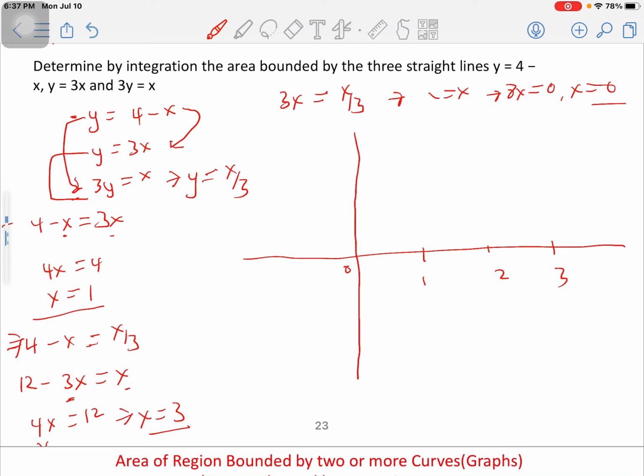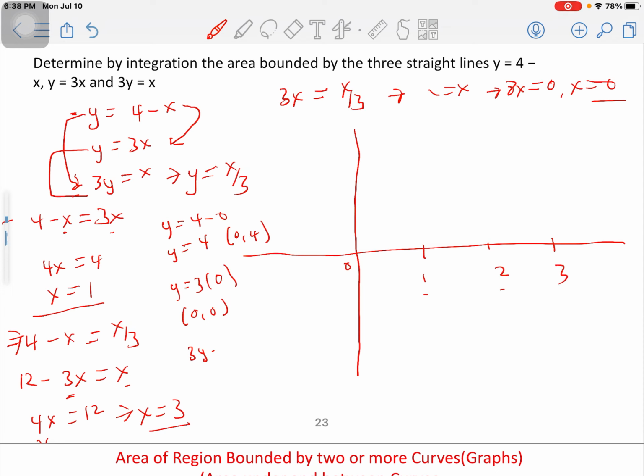So let's see what we can do here. We know that these are the meeting points on the x-axis. So we can also say that at x equal to 0, the first function gives y equal to 4 minus 0, y equal to 4. So we are going to have the point 0, 4. At x equal to 0, my second function, y equal to 3 times 0, is 0. So we are going to get 0, 0. And at x equal to 0, my third function, 3y equal to 0, and therefore my y equals 0. So my third point is also 0, 0. So now I have these three points.